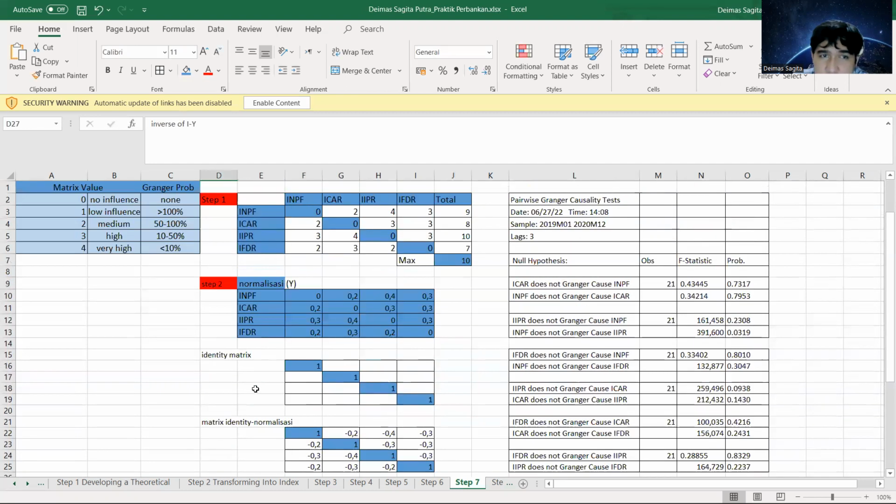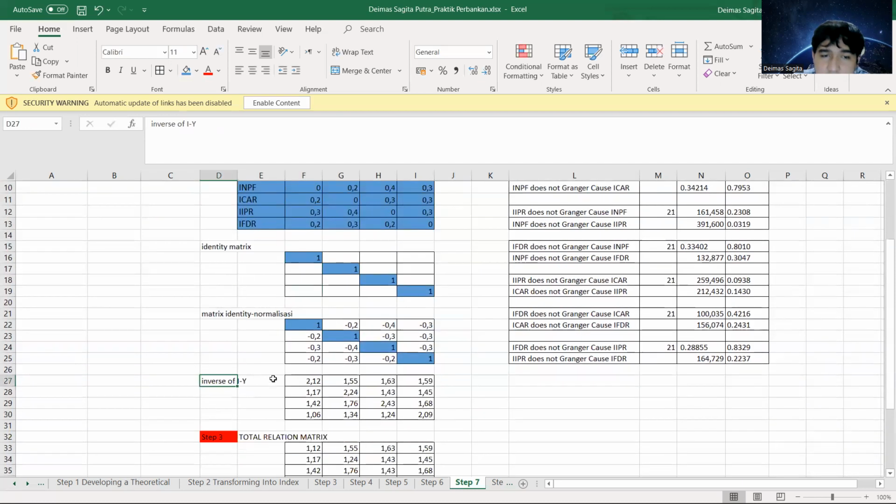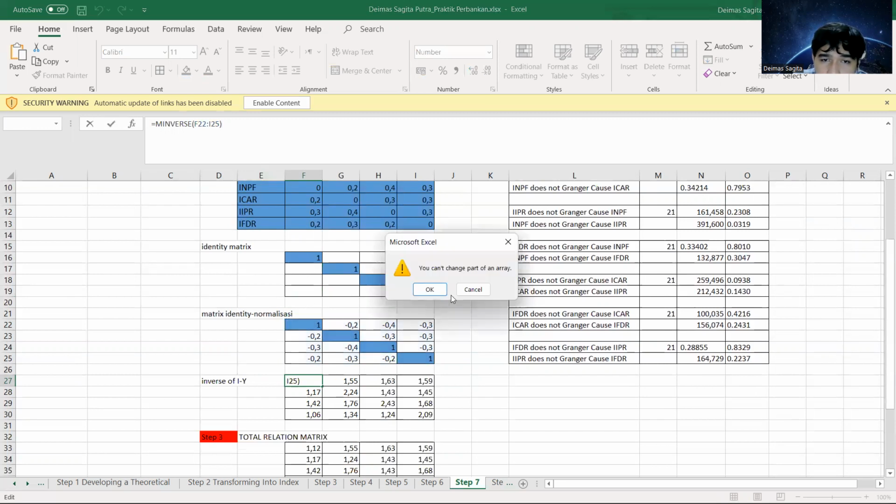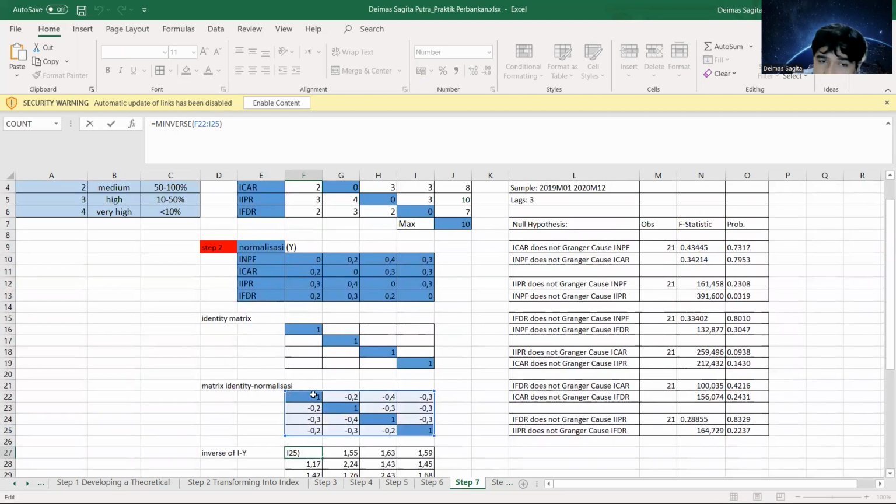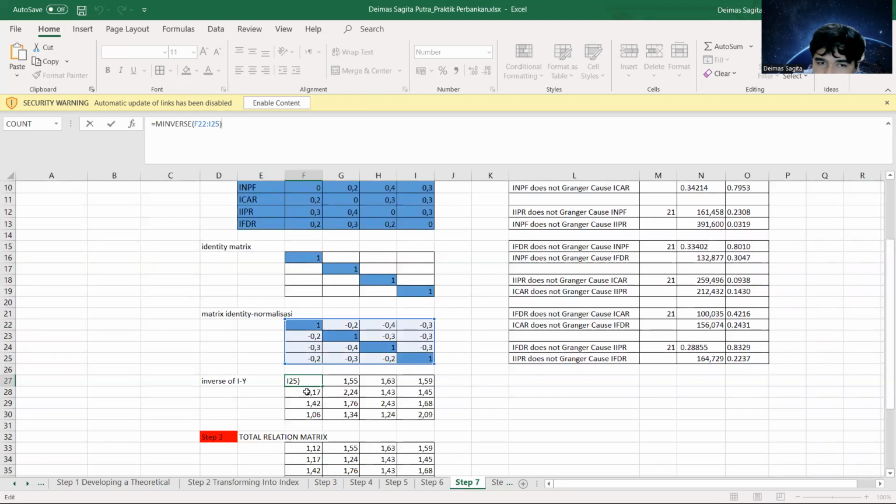Next is the inverse of I minus y. The formula is inverse, for all, sorry, is inverse for the, just block all the data from matrix identity normalizations. Just block all data and then you got the value. Right? It's like that.